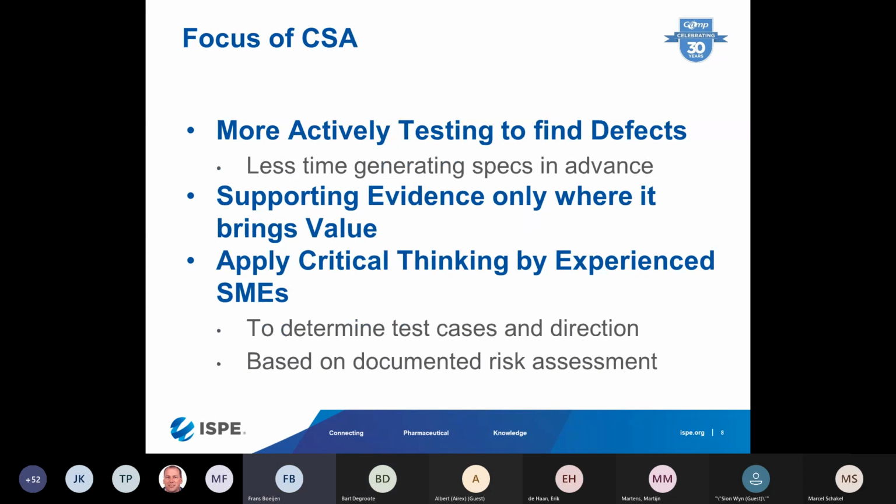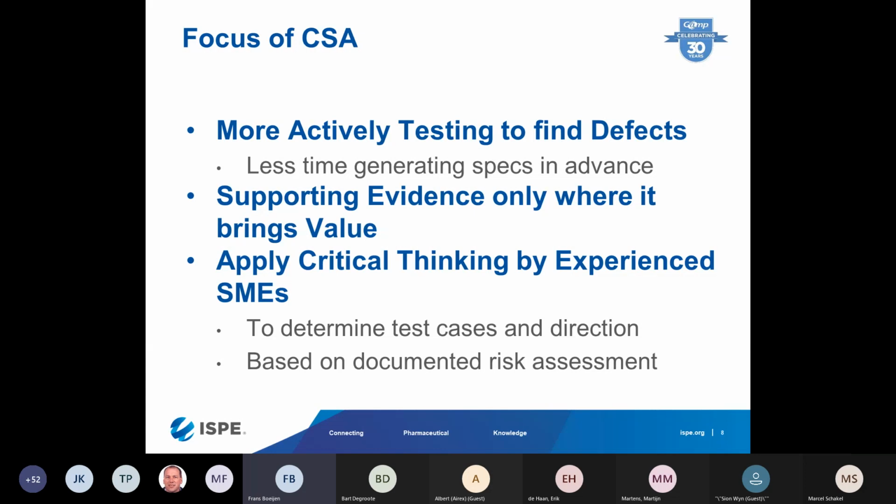Yes, I fully agree on that, Bart. And that's where the focus of CSA comes in, to do more active testing to find defects. We should spend less time generating specs in advance for testing. Most of the time, those specs are already defined within all kind of functional design or module design documents already. So make use of that instead of copying them into testing specs. Also, the supporting evidence, as you mentioned, by a lot of screenshots, only where it brings value. This is important. So if it does not bring value to your company, why do you do it? Don't make that evidence only for an inspection. It has to be of value for your own purpose, for your company.